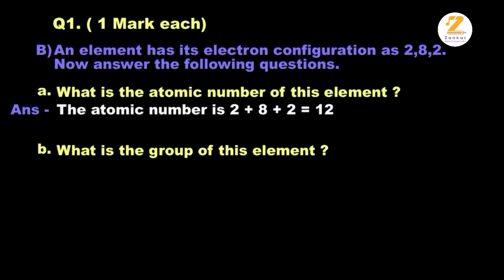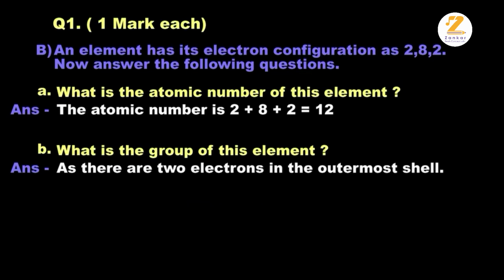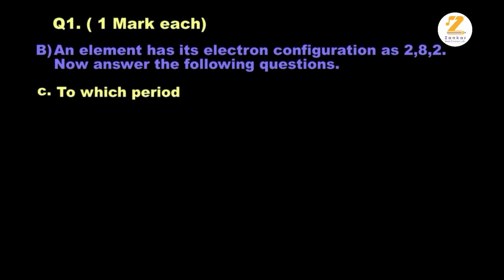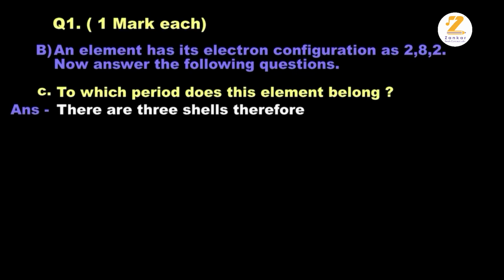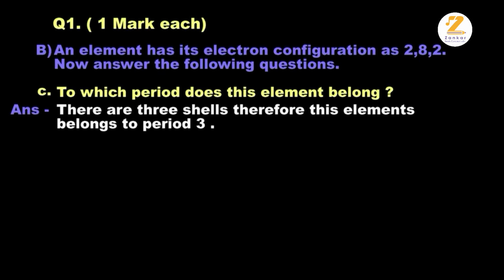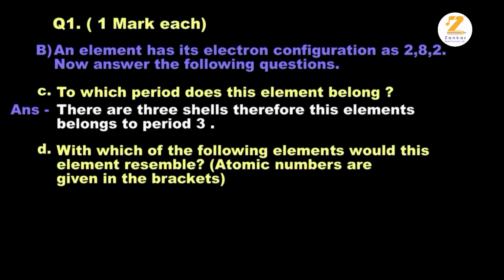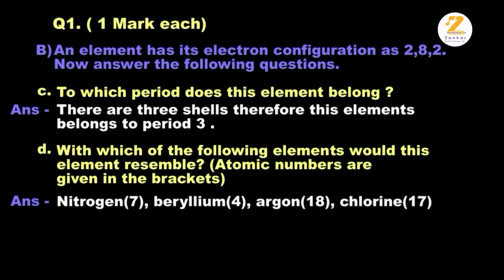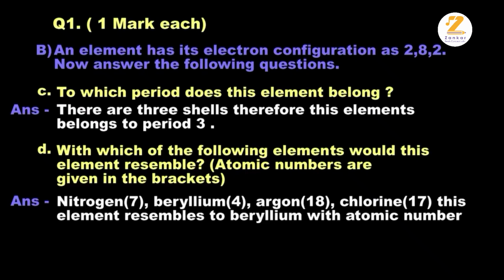What is the group of this element? As there are 2 electrons in the outermost shell, the group of this element is group 2. To which period does this element belong? There are 3 shells, therefore this element belongs to period 3. With which of the following elements would this element resemble? Nitrogen, beryllium, argon, chlorine. This element resembles beryllium with atomic number 4.